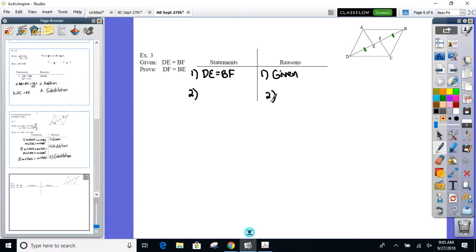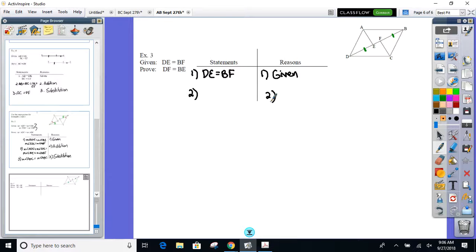Okay, everyone ready to talk about this one? Look at what I gave you. DE and BF, everybody see those segments? And I'm asking you to prove DF and BE. From the givens to the proof, are you getting bigger with the line segment or smaller? Bigger. So if I'm getting bigger, that usually means I have to add on something. If I was getting smaller, I'd subtract. That's tomorrow. If I need to get bigger, I'm going to add on.